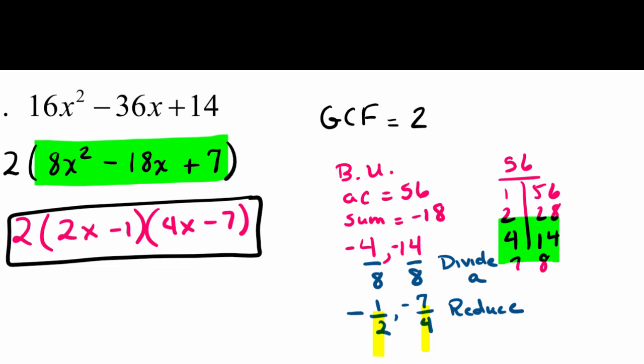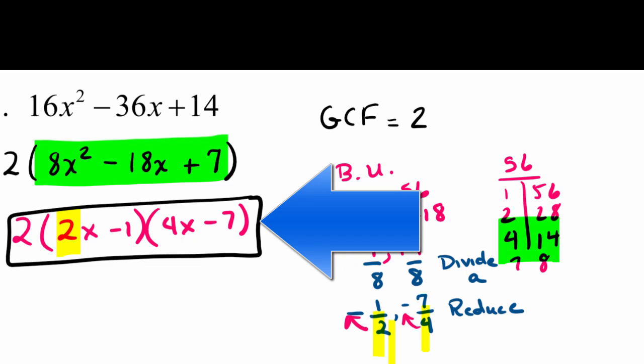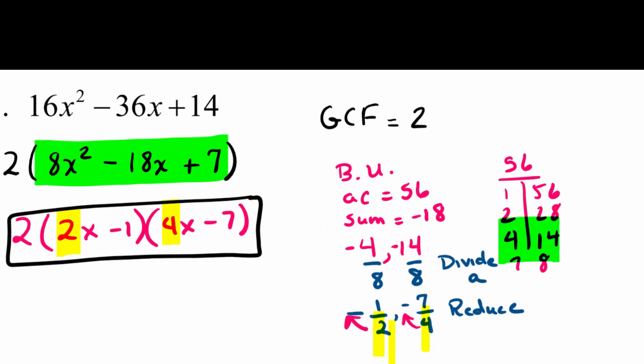And then I went ahead and highlighted the denominators of those fractions because those are the ones that are going to go bottoms up with the x. So that's what I have here. You see the 2x minus 1 for this negative 1/2, and the 4x minus 7 for that negative 7/4. And then your final answer should have your GCF in front. So don't forget that. Check now and make sure that you remembered it. And if you got that answer, then you're doing great.